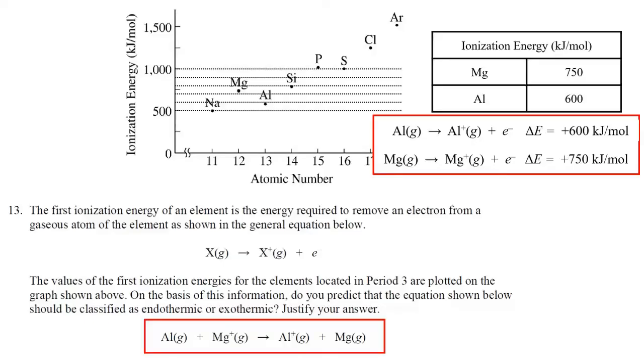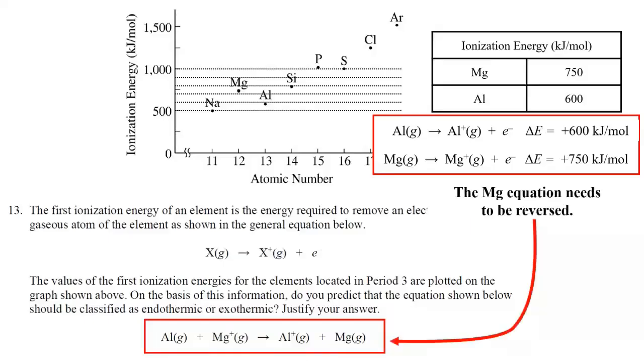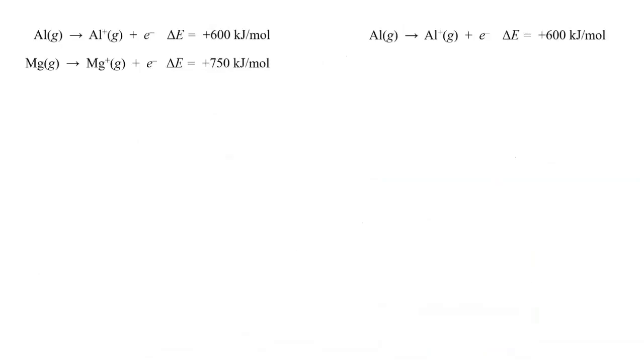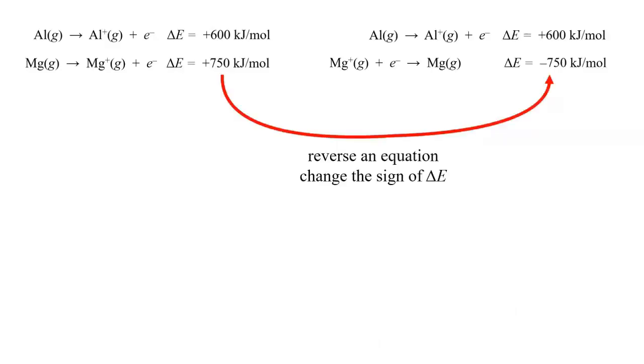Well, aluminum as an atom is supposed to be on the left, and it already is in that aluminum equation. But the magnesium is supposed to be a +1 ion on the left. So that magnesium equation needs to be reversed so that when I add the two equations together, they will equal that particular overall equation that I was given. So what I mean by that is if I reverse the magnesium equation by switching it around, then when I add the equations together, they will equal the overall equation that I was given.